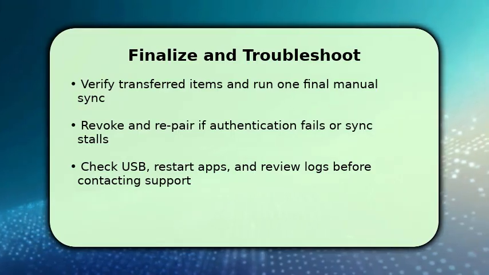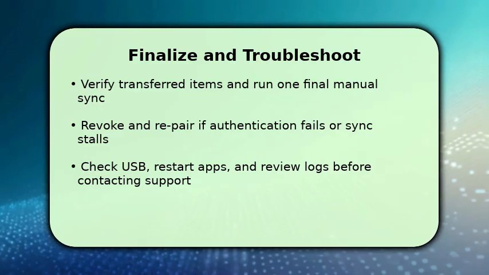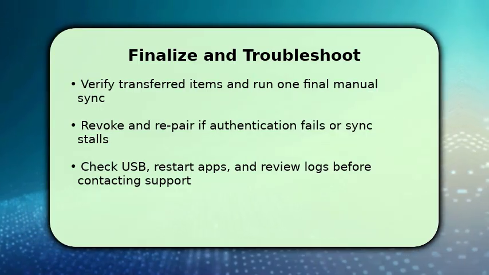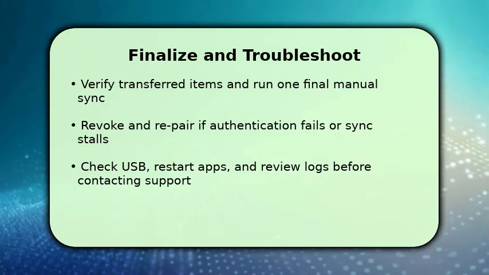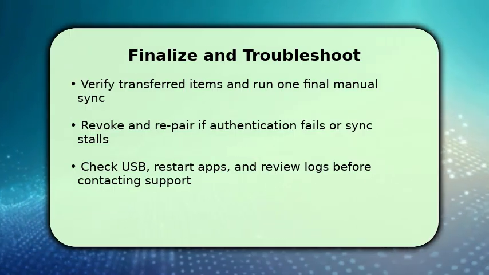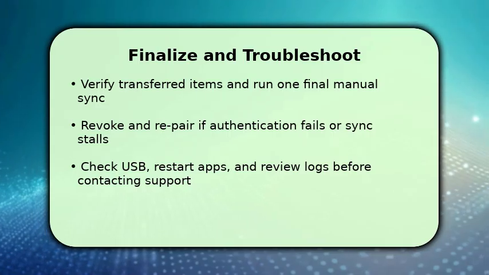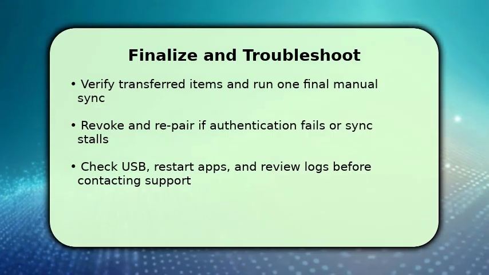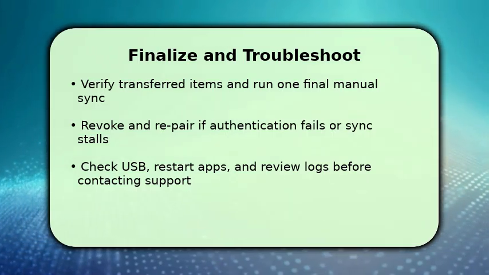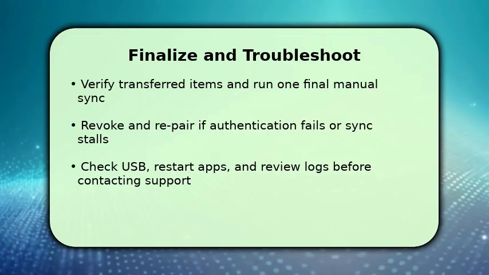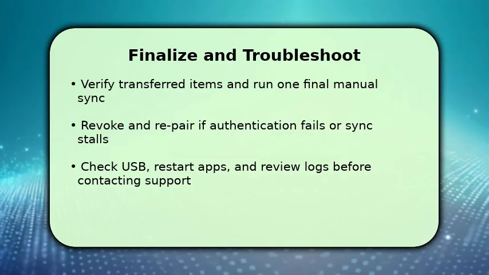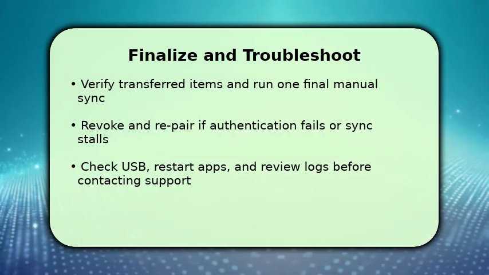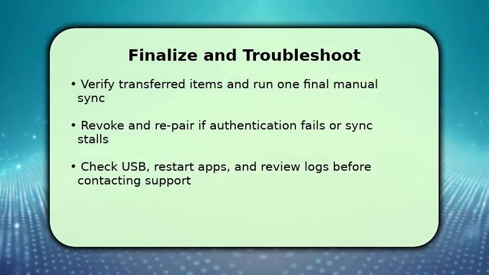This confirms integrity and catches missing data. If authentication fails or the session stalls, revoke the pairing on both devices and re-pair to refresh keys and clear transient errors. Make sure the USB cable is seated, restart both apps, and examine the Companion app log for error codes. These steps often resolve issues without help. If problems persist, collect logs and contact Nugget support with timestamps and error messages.